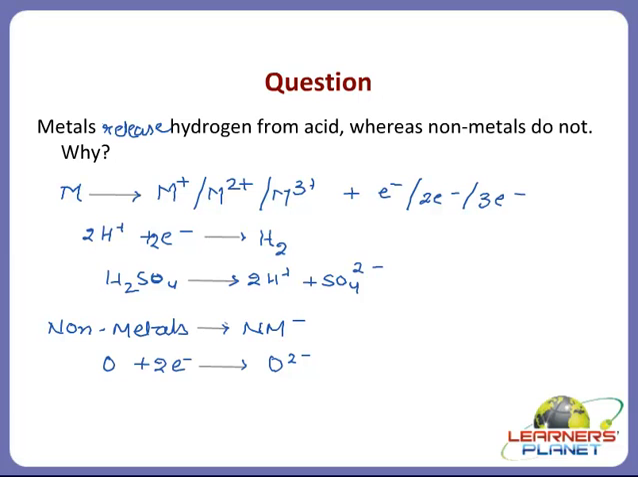So, what will be the answer? Metals form positive ions, so they release hydrogen from acids, whereas non-metals form negative ions, so they cannot release hydrogen from acids.